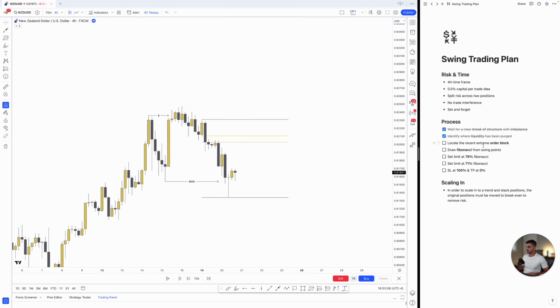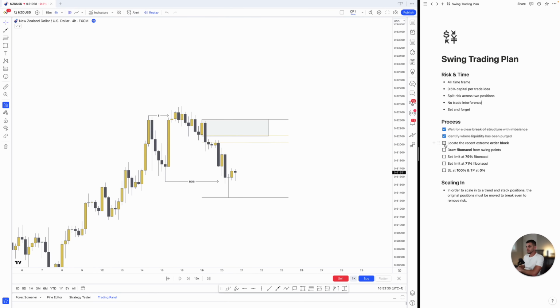Locate the recent extreme order block. Okay, so the extreme order block would be right here. So this is also technically an order block, but that's going to be used as inducement, right? That's another form of liquidity right there. So that also ties into step number 2. So step number 3 is locate the extreme order block, which is right up here.